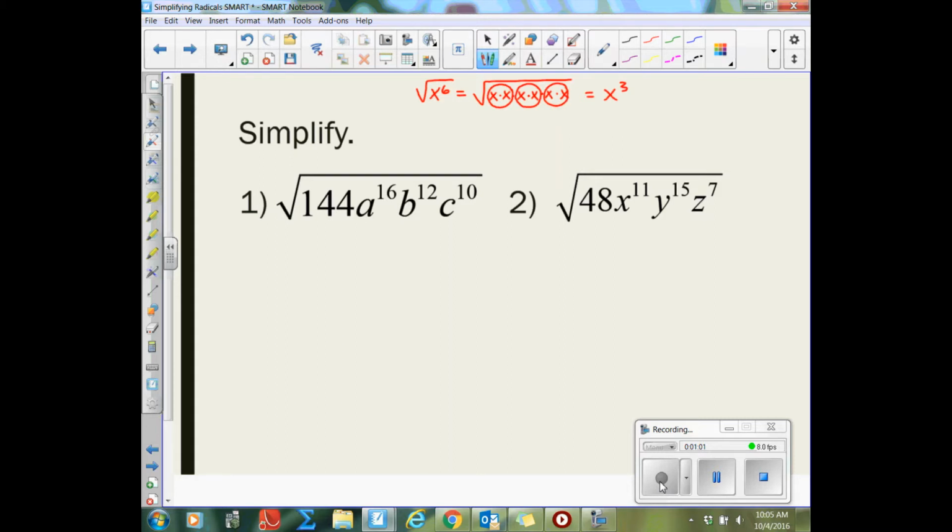If we had the square root of x to the fifth, that means we have 5 factors of x. And a square root means we're looking for how many pairs of factors, matching factors. There are 2 pairs of matching factors and 1 left over.